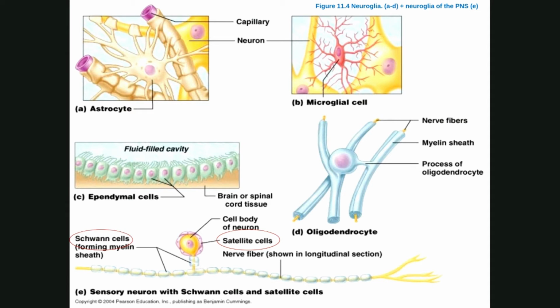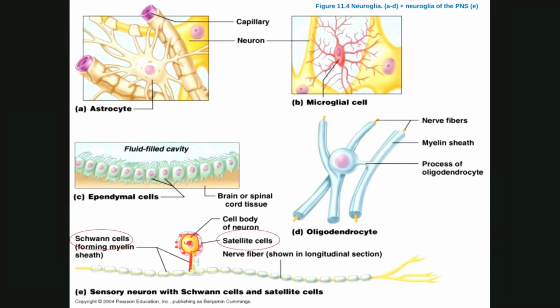This is a unipolar neuron, that is, one cell body and one axon. See, this is the nucleus, this is the cell body, and this is the axon. It's a unipolar neuron. So here you have the satellite cells in the periphery of the neurons.